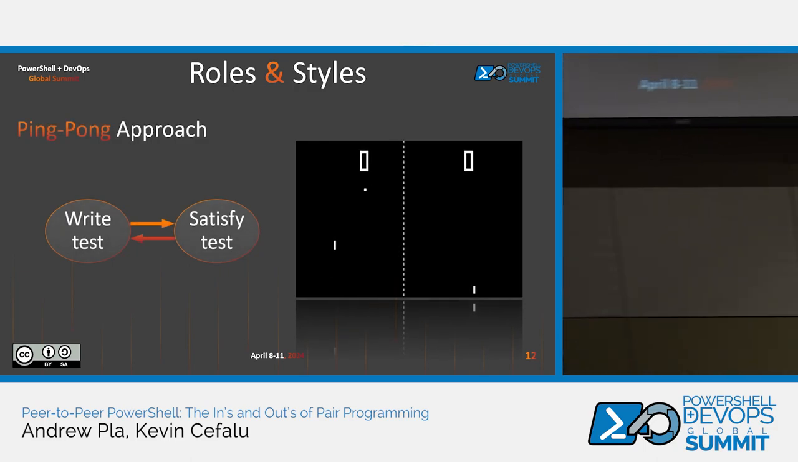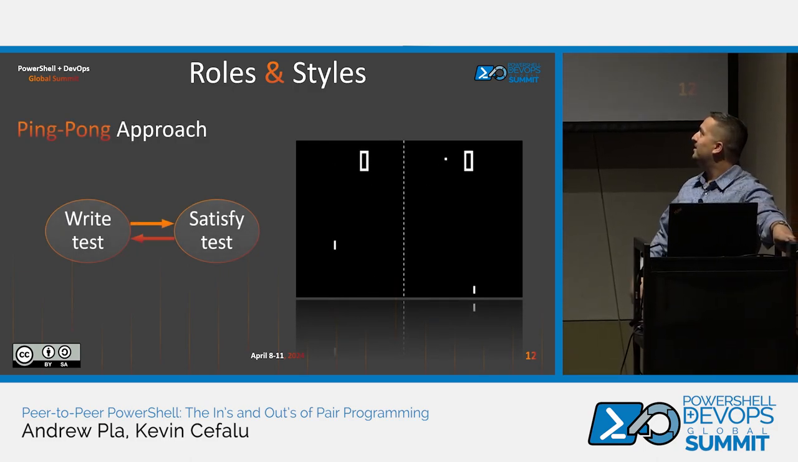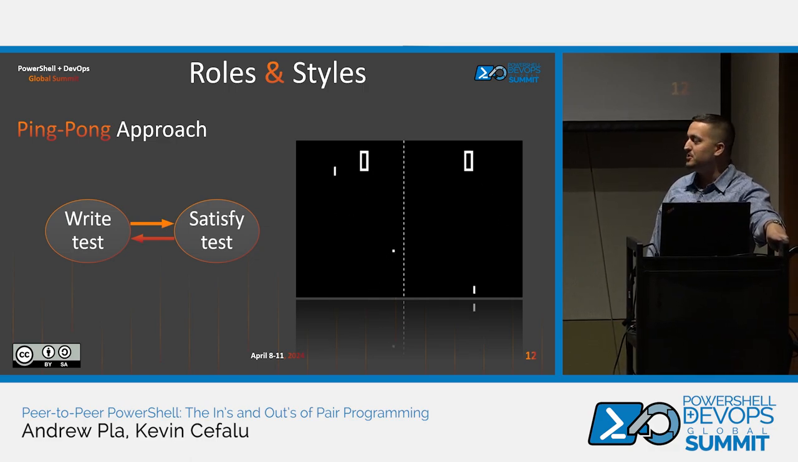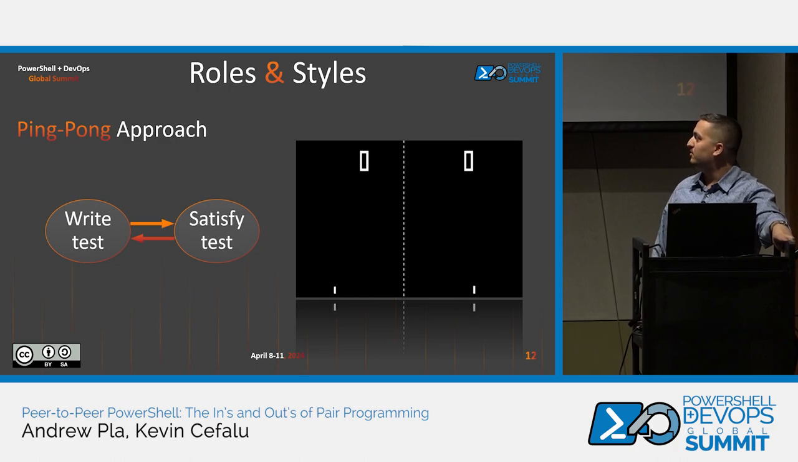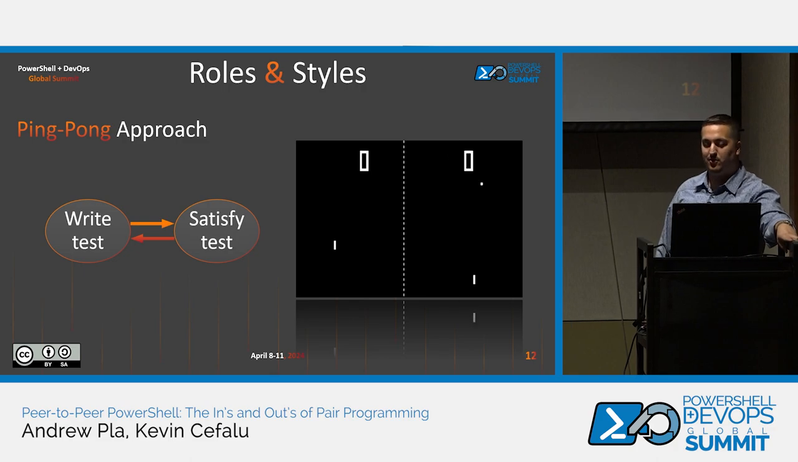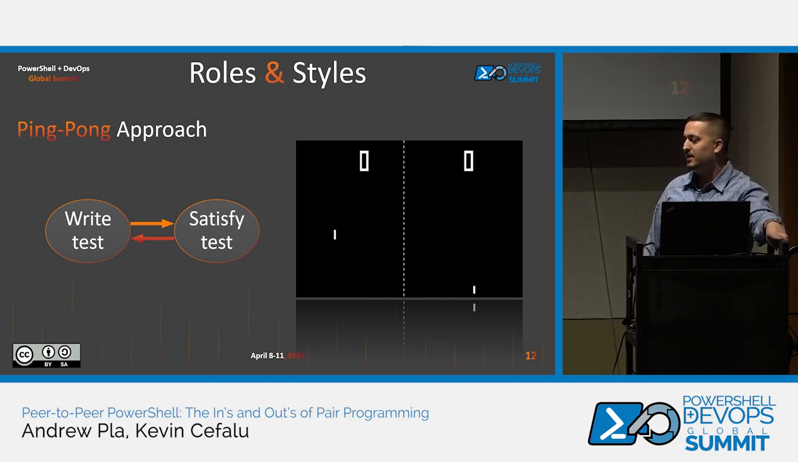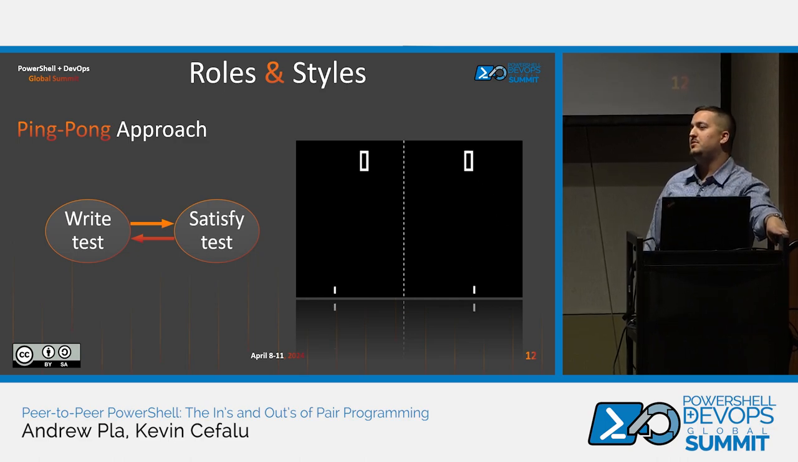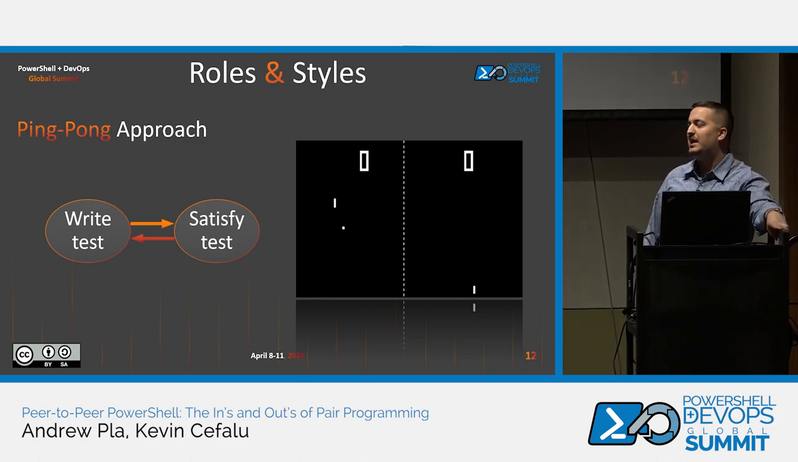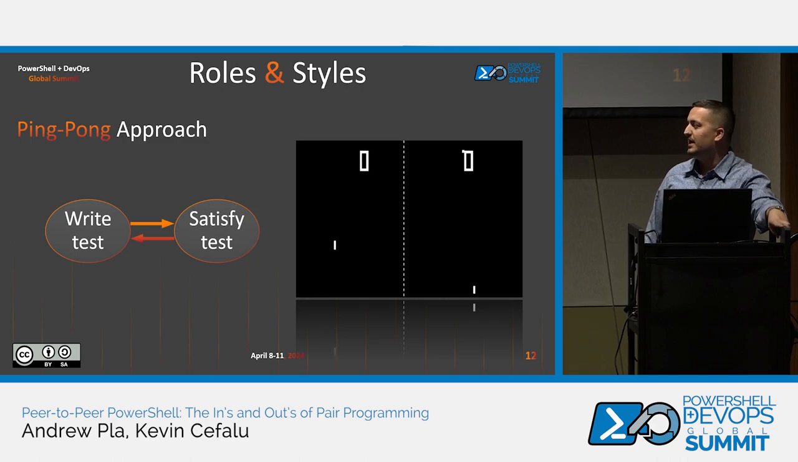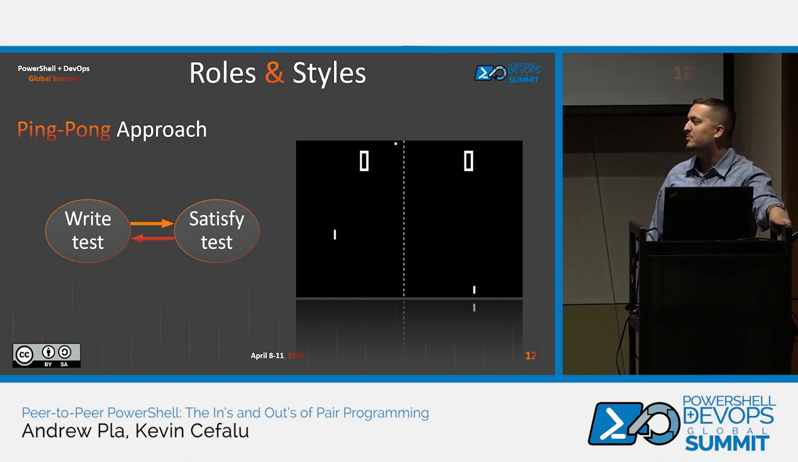Take it away. Yeah, we got the ping pong approach. So as you can see, we got Pong, classic, shout out Atari and all that. But the ping pong approach is where you sort of take turns. One person writes the test and then the other person satisfies the test. And you kind of ping pong back and forth. And we always talk about, you know, we hear Pester, test-driven development, getting tests written. That can be pretty daunting. I think some people struggle with that. But when you're able to distribute that workload, not have it all be on your shoulders, and sort of hold each other accountable, it can be a little bit easier.